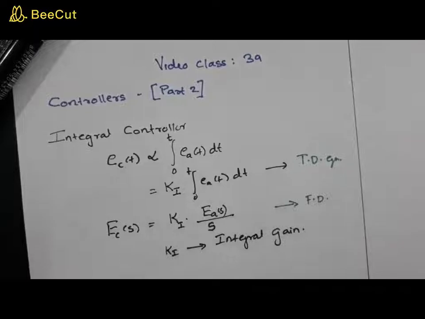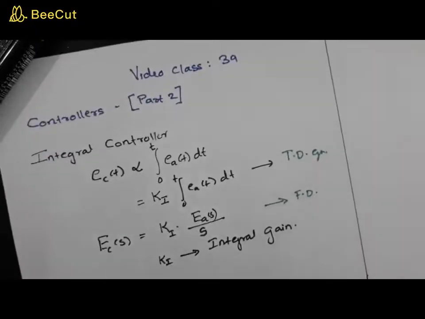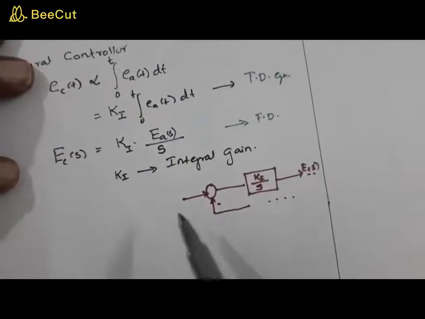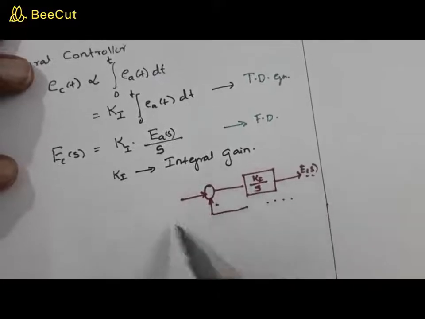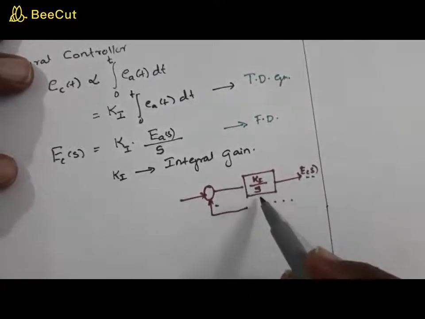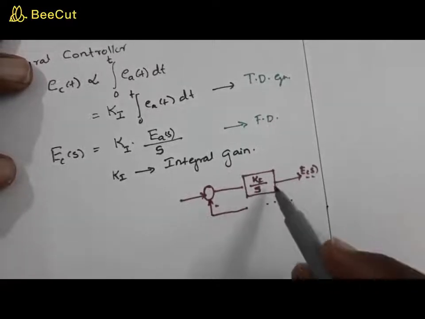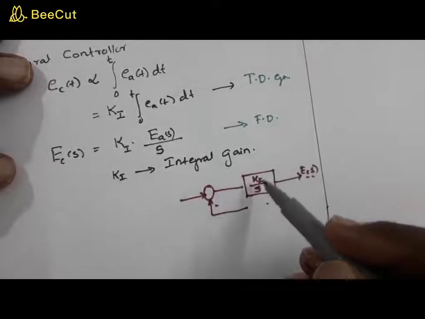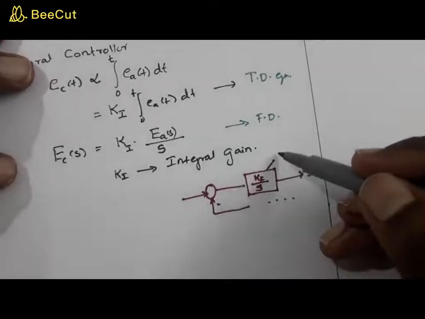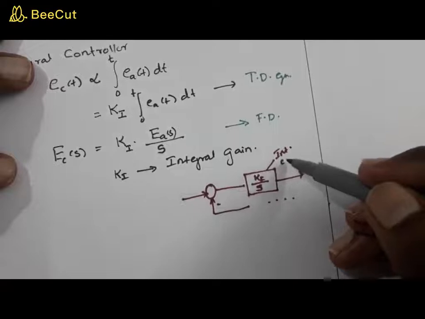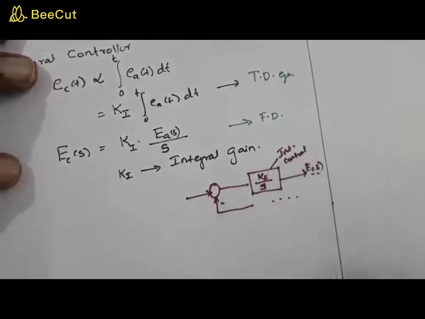Now you can have a simple block of an integral controller, and that can be shown as this. This is just a part of a control system. I've just shown you a part of a block diagram with the block Ki by s, and this block represents the integral controller. This provides the integral control action.